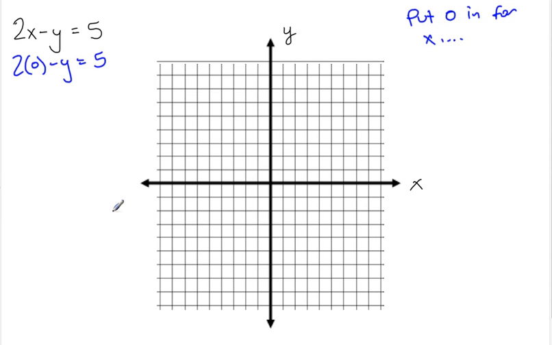So 2 times 0 minus y equals 5. 2 times 0 is 0. If I have 0 and I have negative y, the 0 is just nothing. I don't even need it.